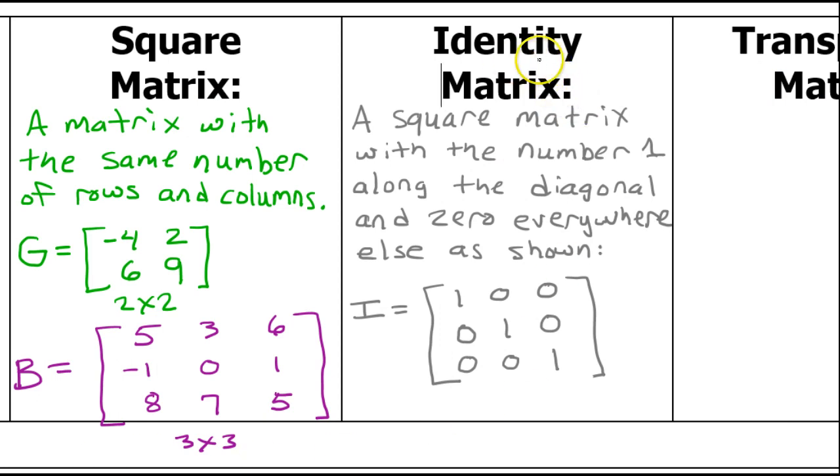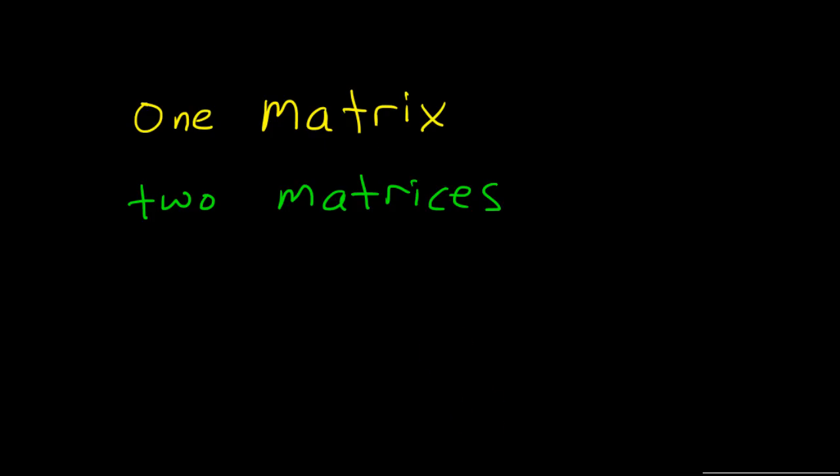Let's talk about the identity matrix. An identity matrix is a square matrix with the number 1 along the diagonal and 0 everywhere else, as shown here. Now, there will be an identity matrix for every square matrix. So this example that I have here is a 3x3 matrix, but I could easily make an identity matrix that was 2x2, for example. So for a 2x2 matrix, the identity matrix would look like this: 1, 0, 0, 1.